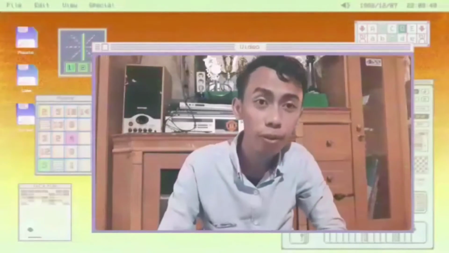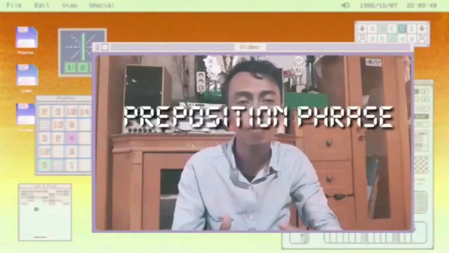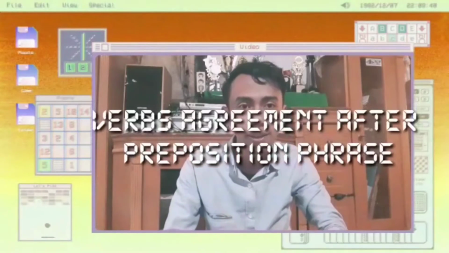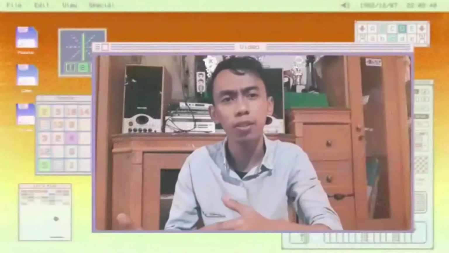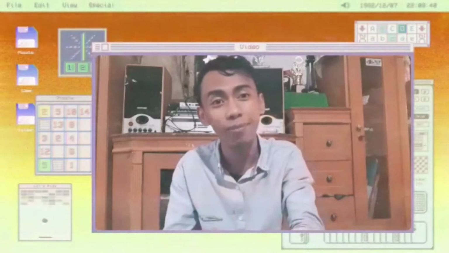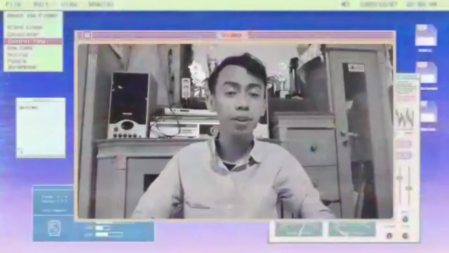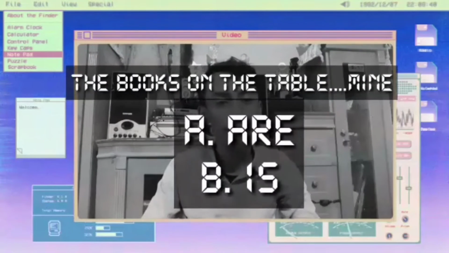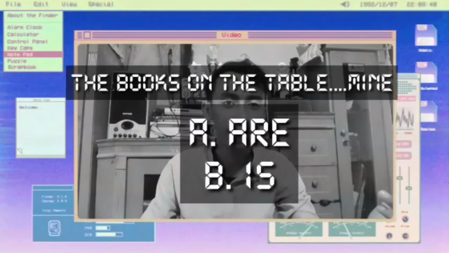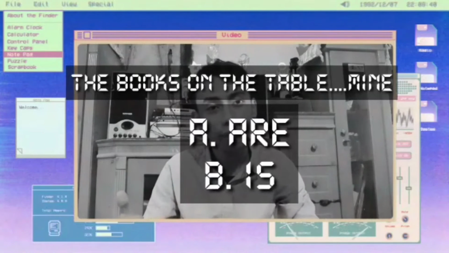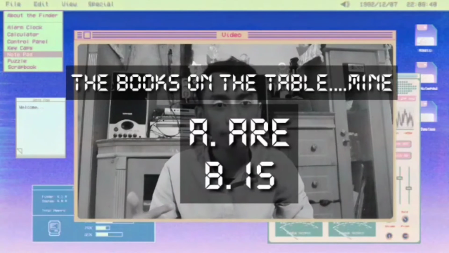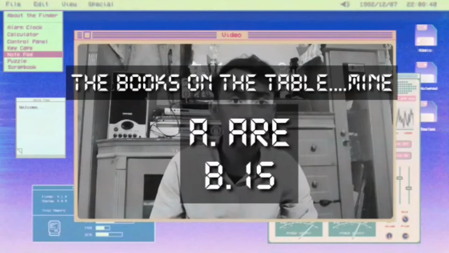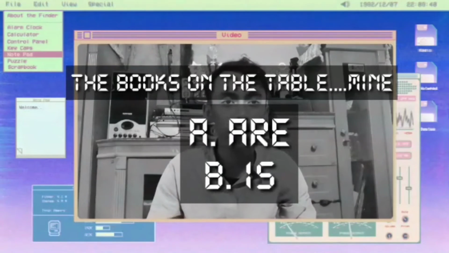And we are going to talk about verb agreement after prepositional phrase. This prepositional phrase can usually trick us easily and make us confused at the same time. Okay, let's go to the example. The books on the table, blank, mine. You can choose the right answer. A, are, B, is. If you answer is, you are wrong.